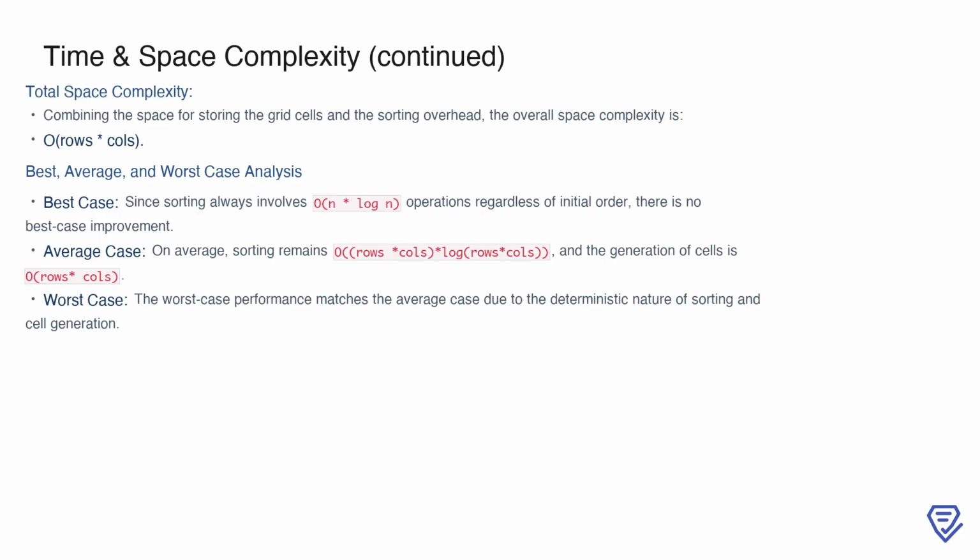Now, let's evaluate the best, average, and worst case scenarios. Since sorting is deterministic and always involves O(n log n) operations, there is no best case improvement in this solution. On average, the time complexity remains O(rows * cols * log(rows * cols)), with cell generation taking O(rows * cols). The worst case performance is the same as the average case because both cell generation and sorting are deterministic and do not vary based on input. This consistency ensures that the solution is efficient and predictable across all cases.